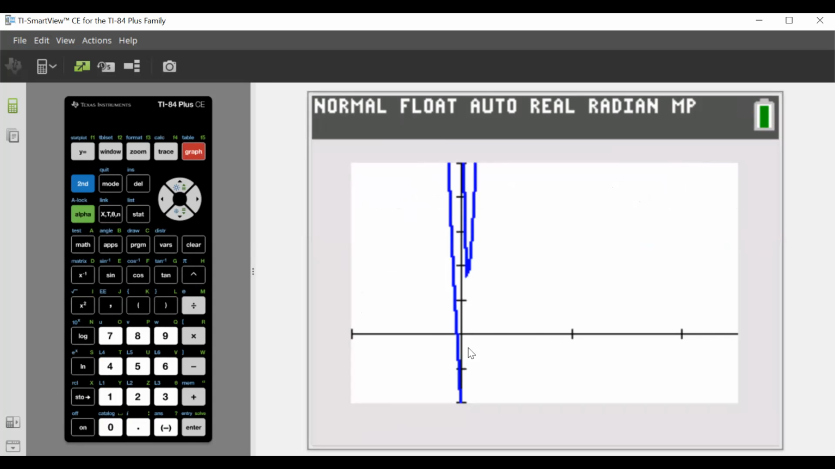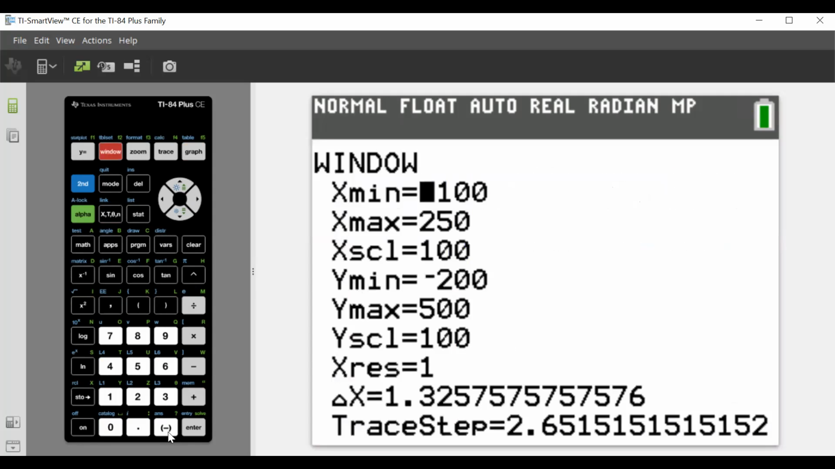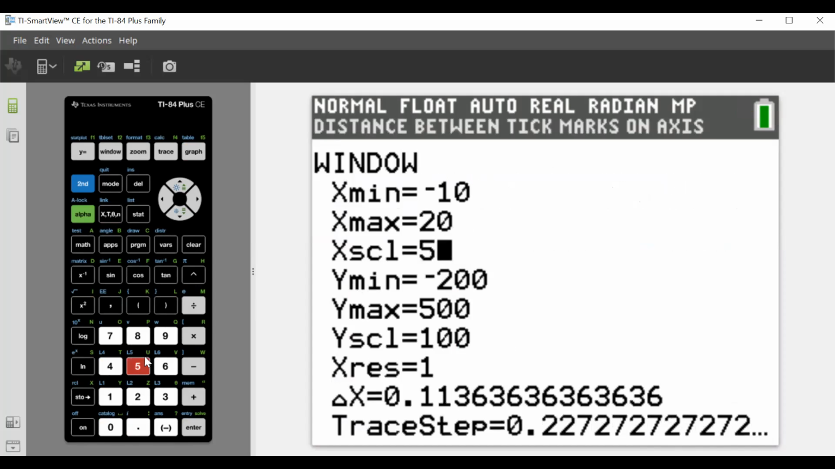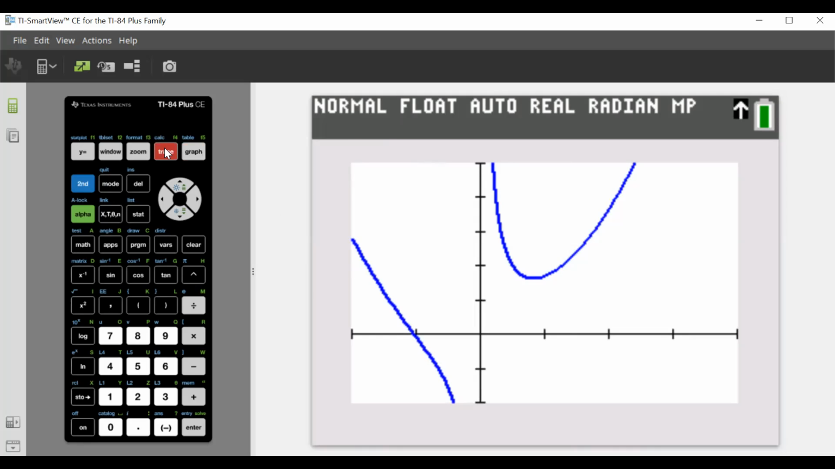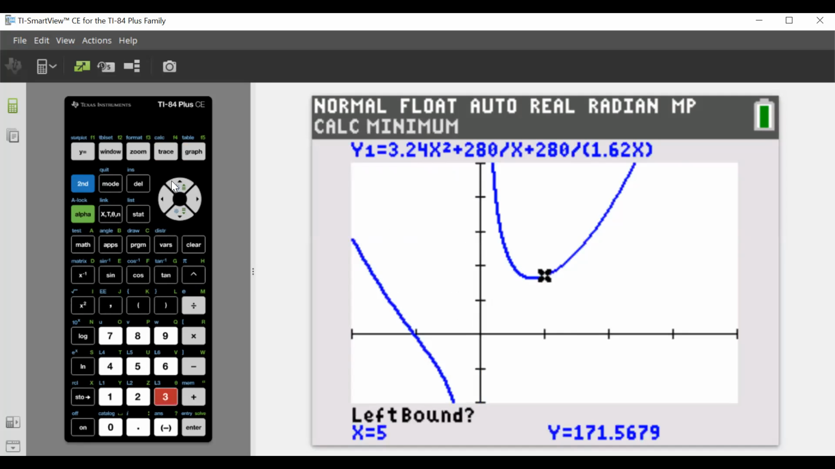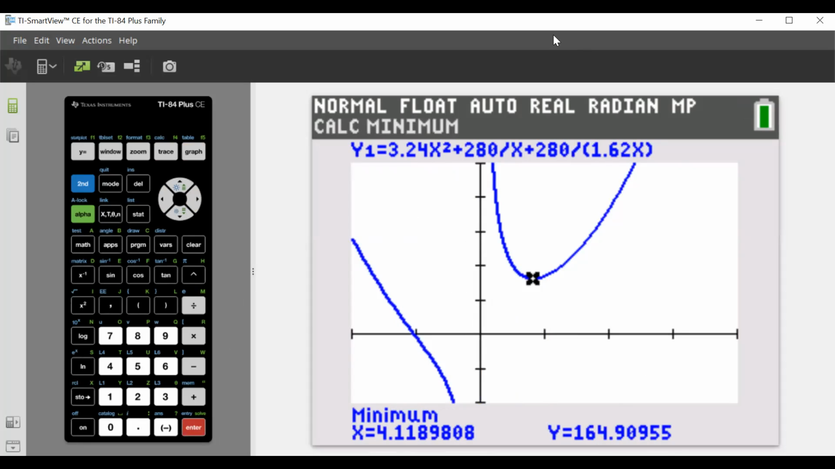All right, so we don't have to go quite as far. Let's see, maybe minus 10 and see if that works, and 20 and 5. Yeah, that'll work. We don't care really what it is. We want to minimize that point right there. So let's go here. Our left bound is going to be over here. Our right bound is somewhere over here. And we'll choose a guess here. So we get 4.12 comma 164.91.